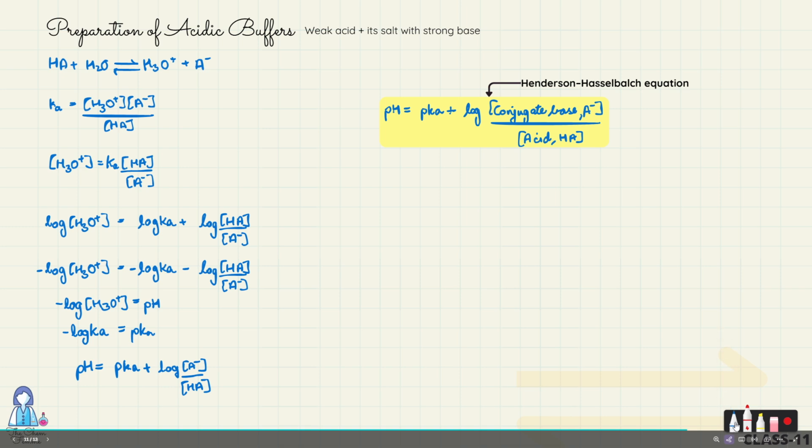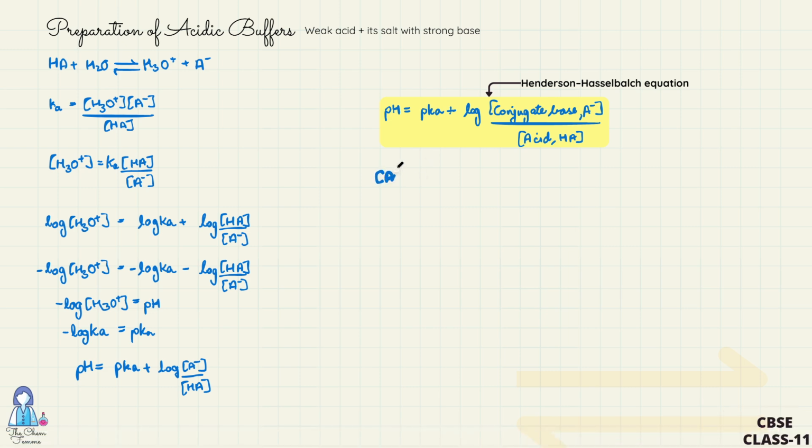Okay, so this is the concentration of A minus divided by HA. This is equal to nothing but the ratio of the concentration of the conjugate base of the acid divided by the acid in the mixture.